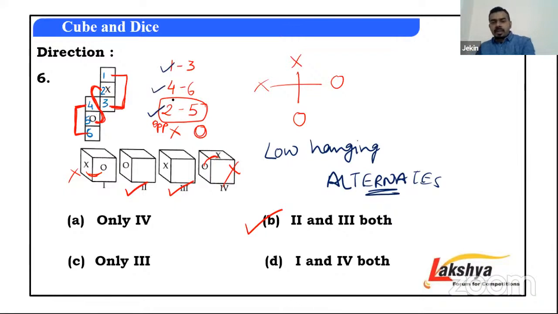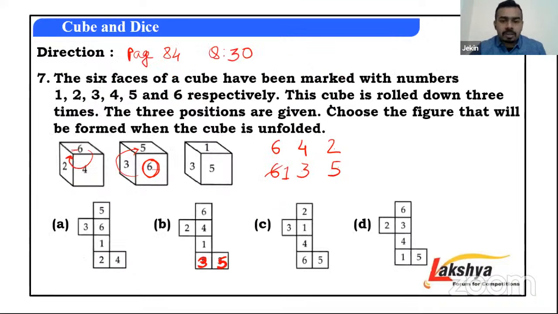Okay, fine. So here also let's do that. Here we already know the opposites. Now what we need to do, looking at the figure, is identify which are the real two opposites, which means the low hanging alternates. So if you look at this, opposite of 6 will come 1, low hanging alternate. Opposite of 6 will come 1 here, low hanging alternate.